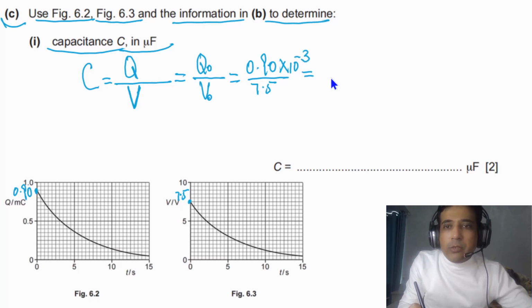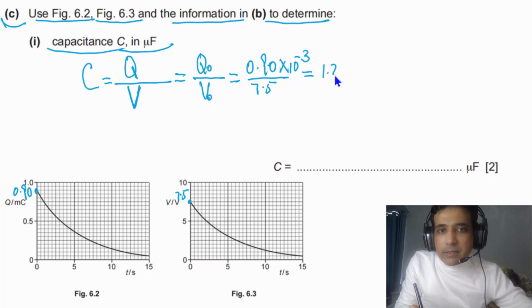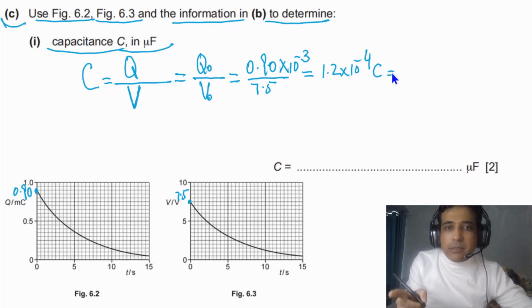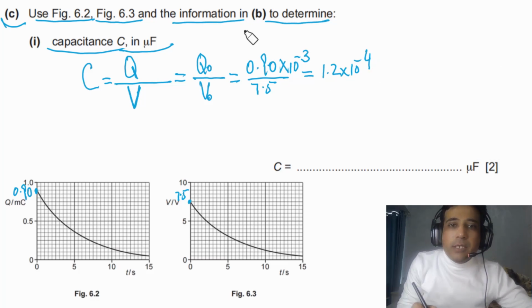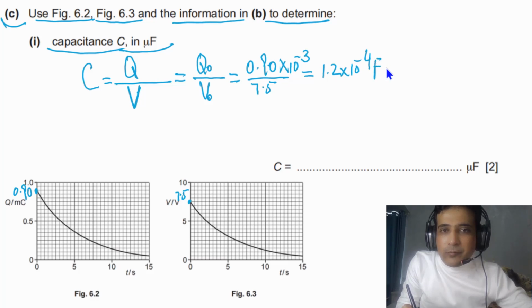And if we solve this one, our final answer in this case will be 1.2 times 10 to minus 4 coulombs, but we need to write down our answer in form of microfarad. So this will be not coulomb, this one will be farad because we are talking about capacitance. So this one will be in farad. Our answer has to be in microfarads.